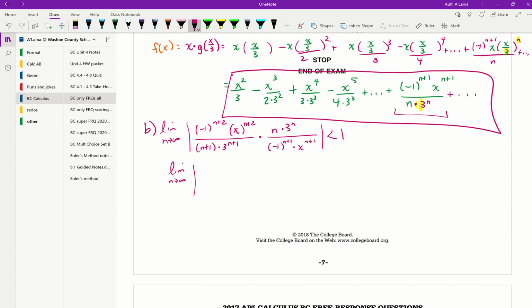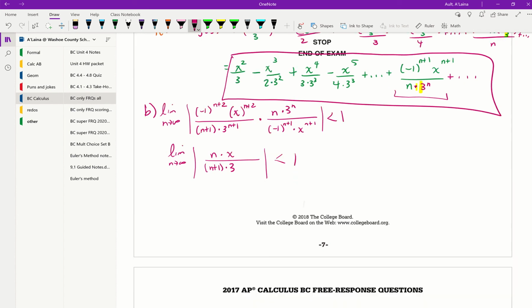And I'm going to do some simplifying here. Well, the n and the n plus 1 do not simplify down. Since there's that plus 1, you cannot reduce those. Don't try. The 3 to the n and the 3 to the n plus 1 would reduce to 3. The x to the n plus 2 divided by x to the n plus 1, if you subtract those powers, would be x to the power of 1, and this is less than 1.